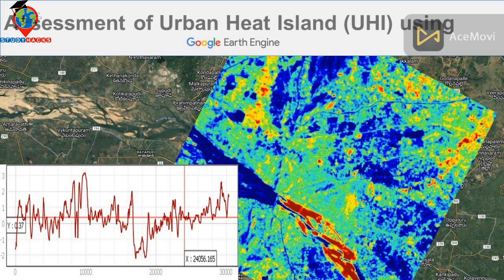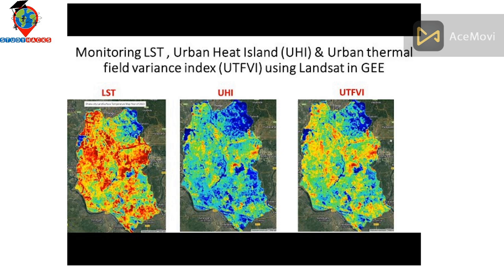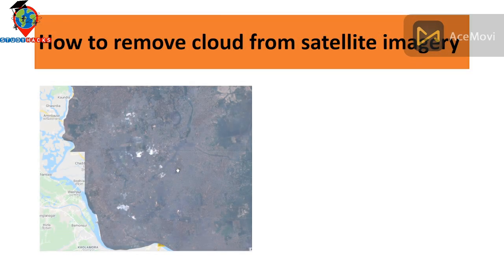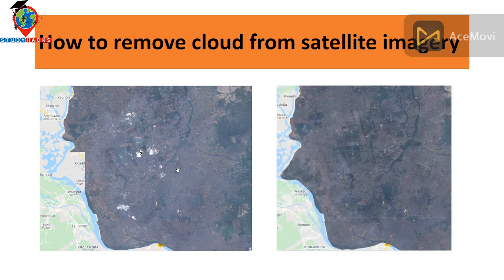We also talk about the assessment of the urban heat island, how we can easily calculate the urban heat island using the Google Earth Engine platform. And we talk about the urban thermal field variance index, UTFVI, using Landsat imagery in Google Earth Engine. We also talk about how to remove cloud using the cloud mask function. Here you can see imagery with cloud, but when I apply the cloud mask function, we get very clear satellite imagery, and then we can easily use it for different types of analysis.